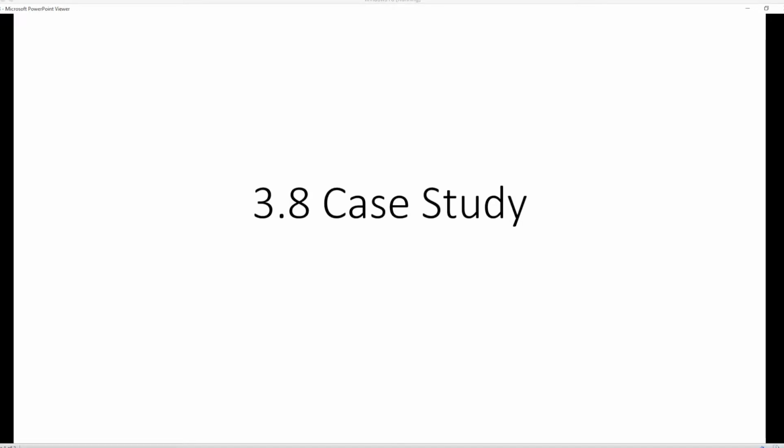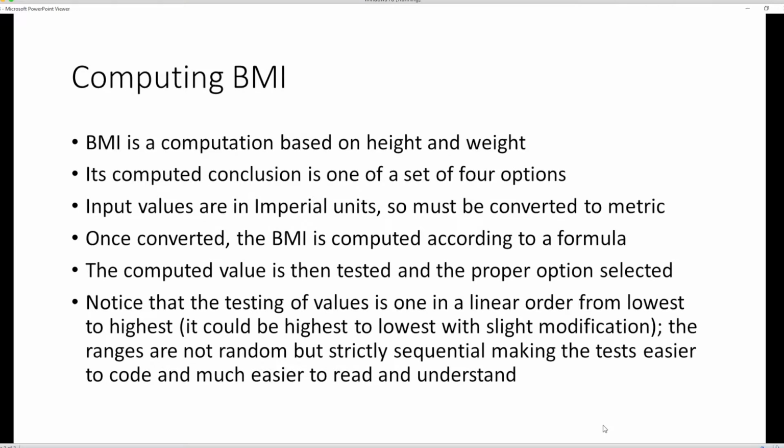In this section, we're going to discuss a case study for body mass index. BMI is a computation based on height and weight in metric units. The conclusion of one's BMI index is one option out of a set of four. This is a great time to learn about chained else statements in action.